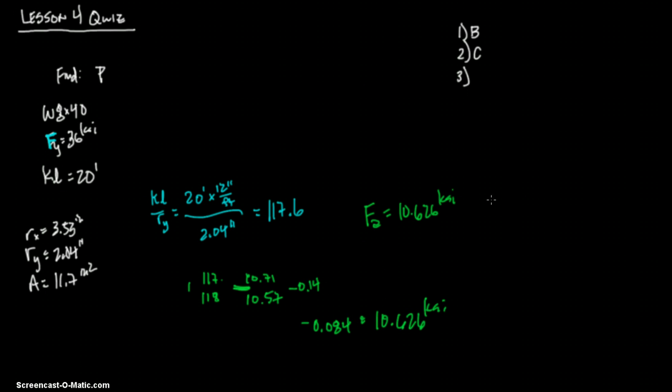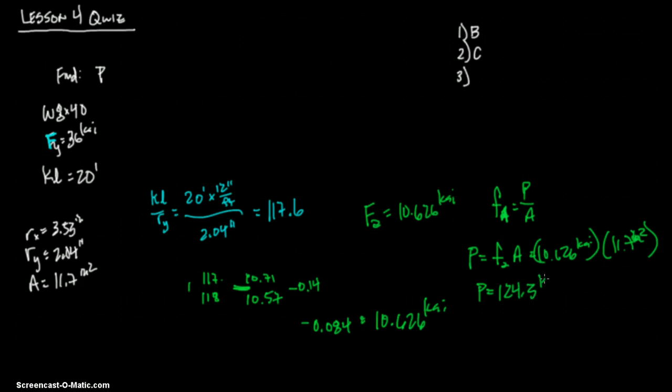So if we have allowable stress, how do we get to what our P is? Remember, your axial stress, you can say fa or Fc or whatever you want, equals P over A. So you just rearrange it: P equals stress times A. So we get 10.626 KSI times A, which is 11.7 inches squared. I'm just writing kips. 10.626 times 11.7 equals 124.3 kips. And we look, and A is 124. So let's go with A.